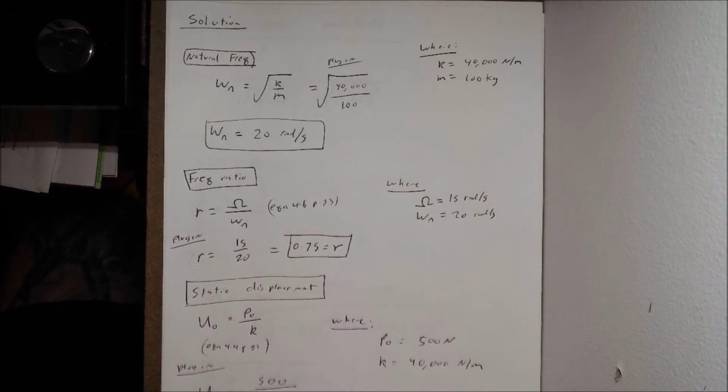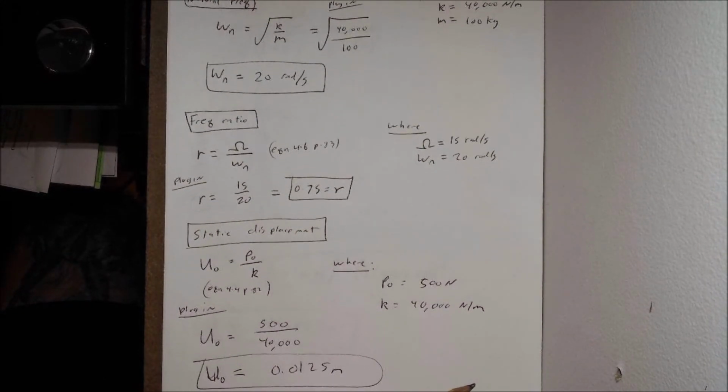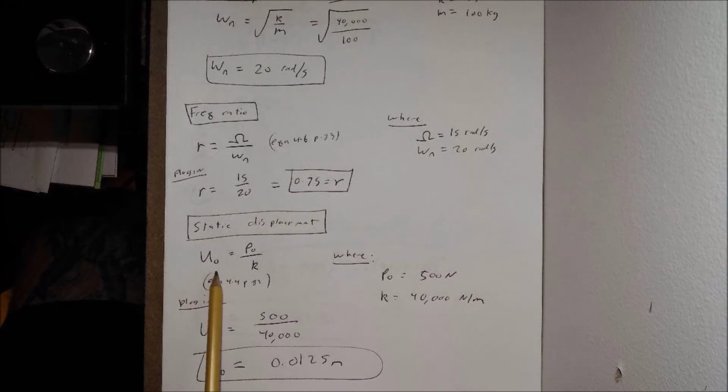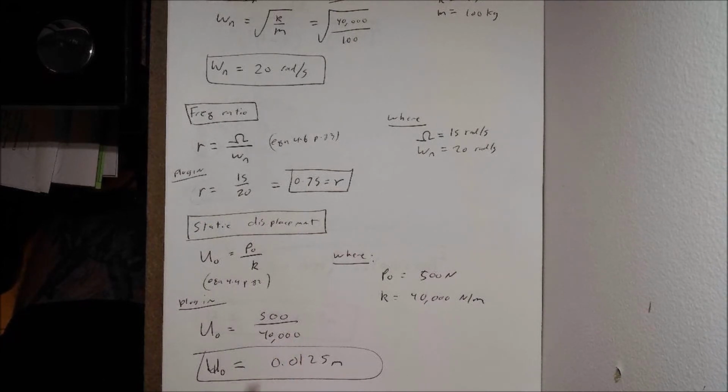Now the next thing that we're going to need to do is come up with our static displacement. So for our static displacement, we go back to equation 4.4 on page 82 of our text. Our U naught is equal to P naught over K, where our P naught is given to us as 500 newtons. And our K is given to us, again, once we convert to newtons per meter, of 40,000 newtons per meter there. Plug these two values into equation 4.4. We end up with U naught is equal to 500 over 40,000, or U naught is equal to 0.0125 in units of meters.